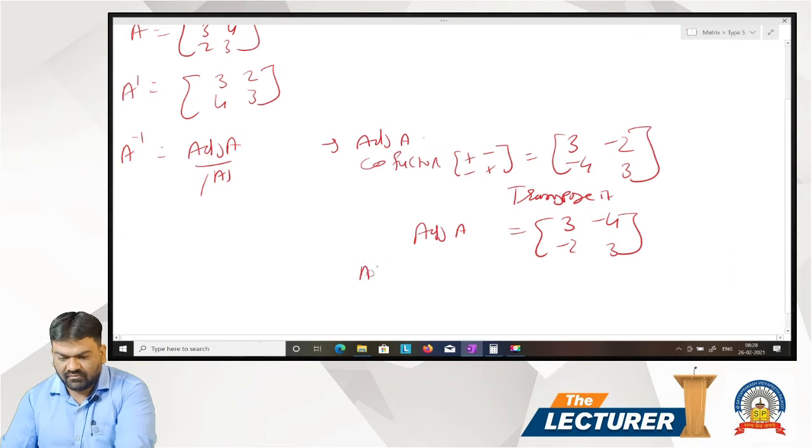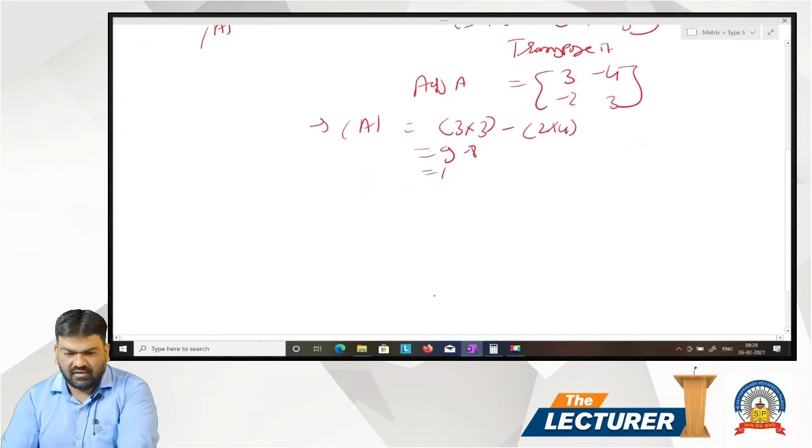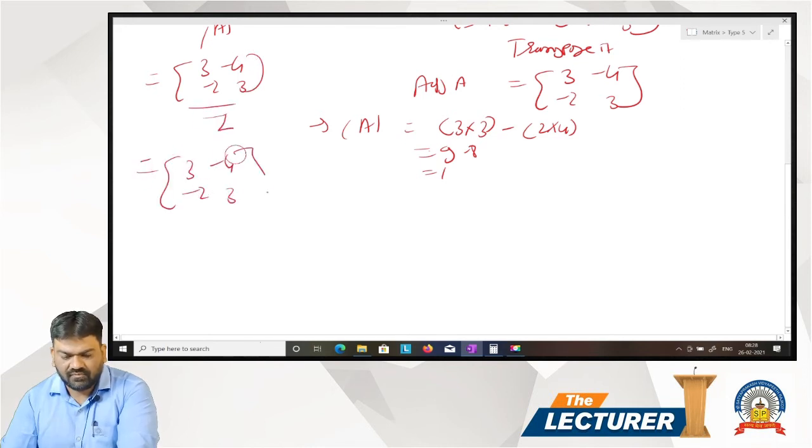Now determinant. 3 multiplied by 3 minus 2 multiplied by 4. 9 minus 8, that is 1. So A raised to minus 1 is equal to [3 minus 4; minus 2 3] divided by 1. That is [3 minus 4; minus 2 3].